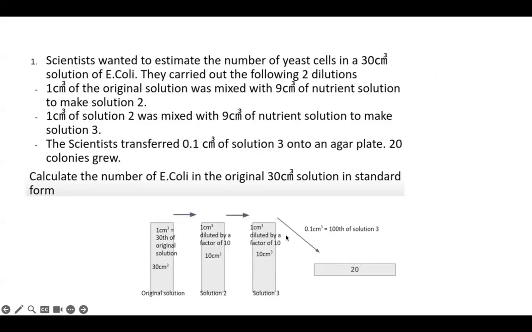And then we're timesing that by 10 because a tenth of solution 2 has gone into solution 3. And then we're timesing that by another 10 because a tenth of the original solution has gone into solution 2. And then we're timesing that by 30 because a 30th of the original solution of the yeast cells has gone into the original solution.